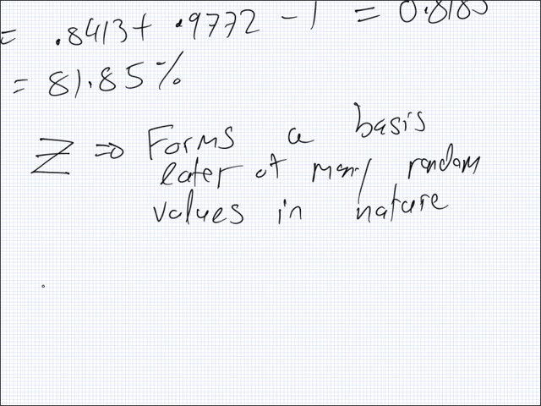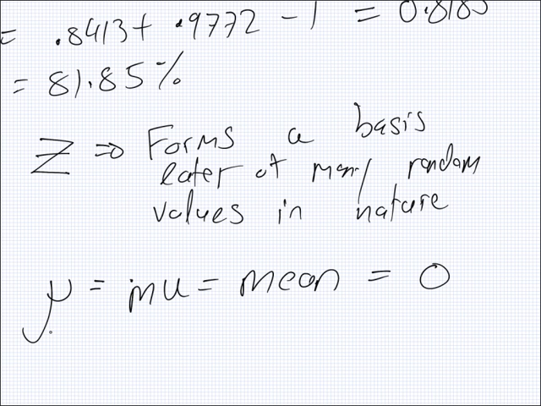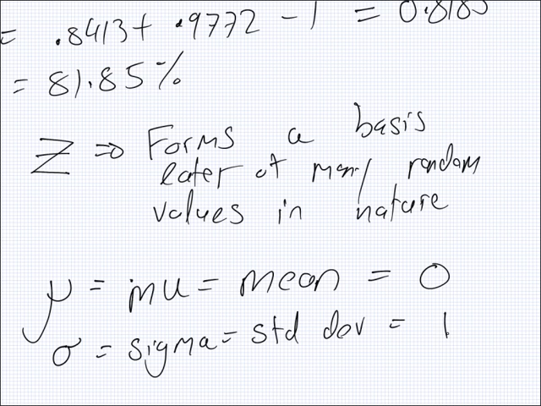Oh, before I do, I just need to give you some symbols. This symbol here is a Greek symbol. Does anyone know its name? Mu. And it means mean. And for this one here, the mean is 0. And this symbol, I hope you know, this one here is sigma. And what does it mean? It means standard deviation. And for these problems, its value is 1.